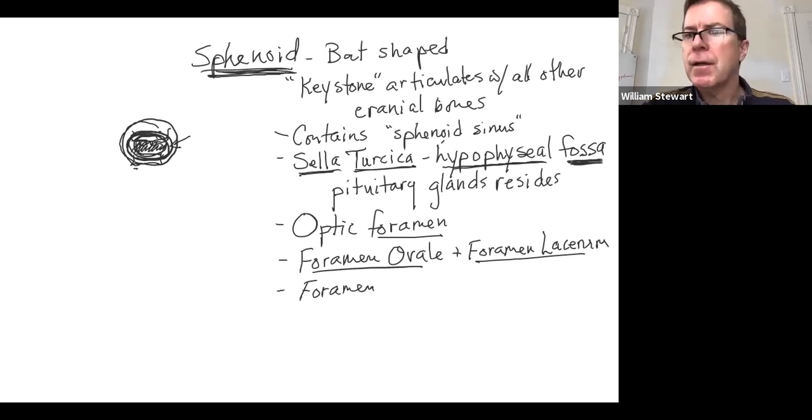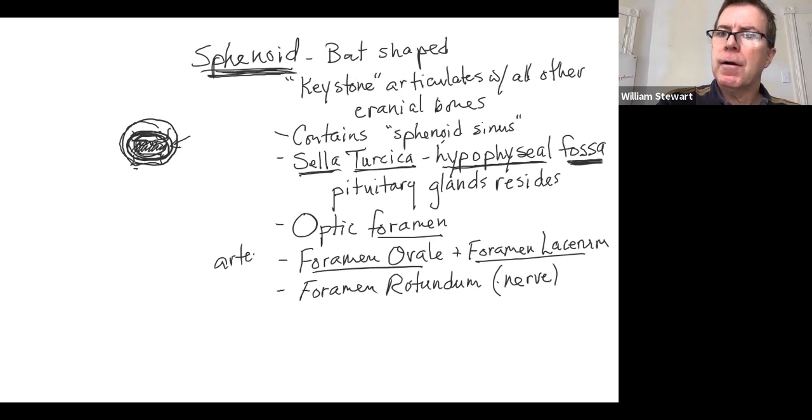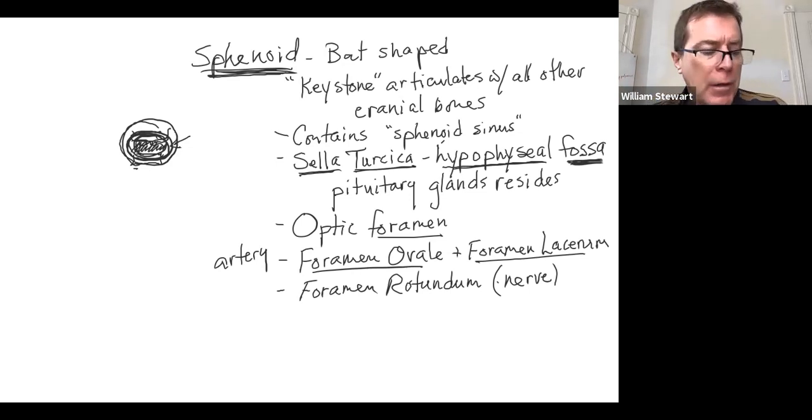There's a foramen rotundum. This is for a trigeminal nerve. I'm just going to write nerve. This is for an artery. I'm going to try to keep it as simple as I possibly can. Then there are superior orbital fissures, vessels, and cranial nerves. So I'm going to leave that one go. I'm just pausing to make sure that I said everything I want to about the sphenoid bone.